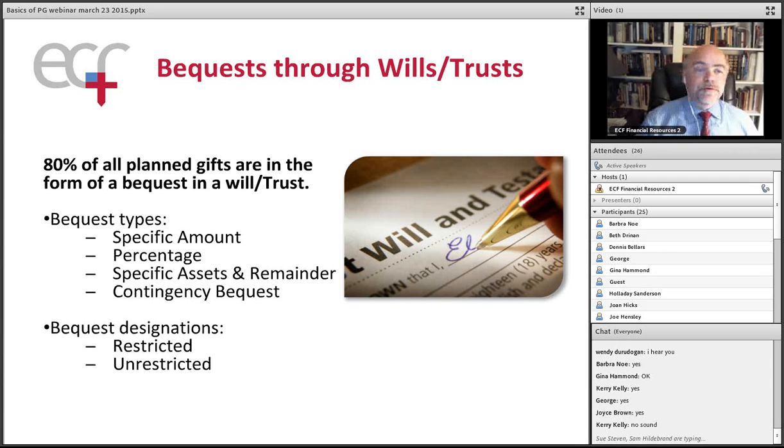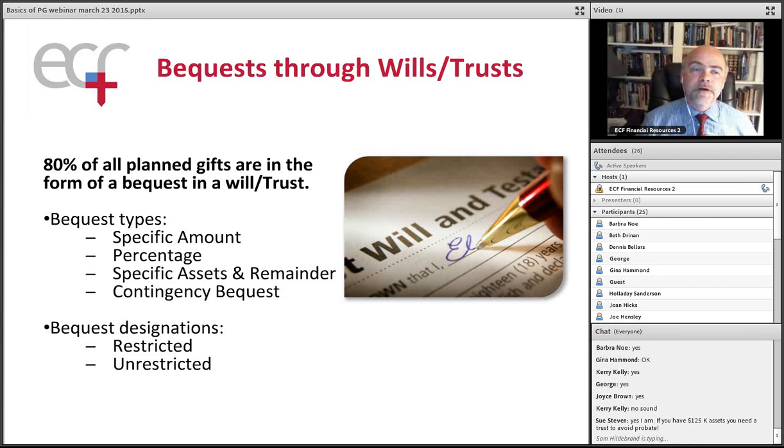So let me also note one thing, which is crucial, and this relates back to some of the things I was saying before. What you are doing in making a will is fulfilling your desires. You are fulfilling your wishes, and this is the key factor when people are making wills and trusts.